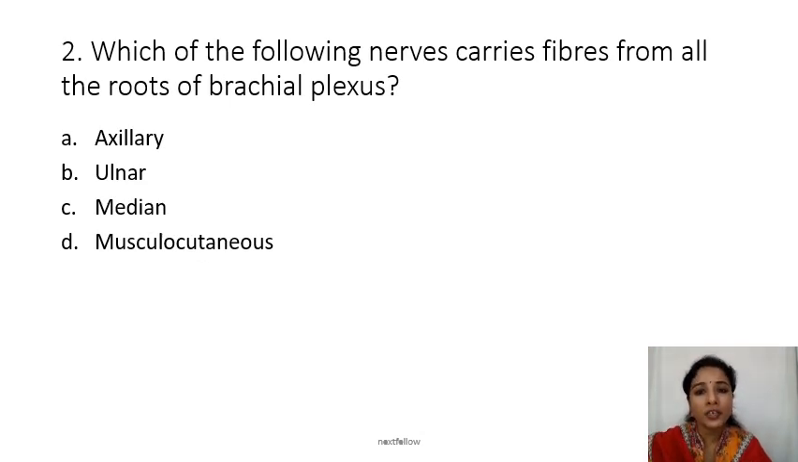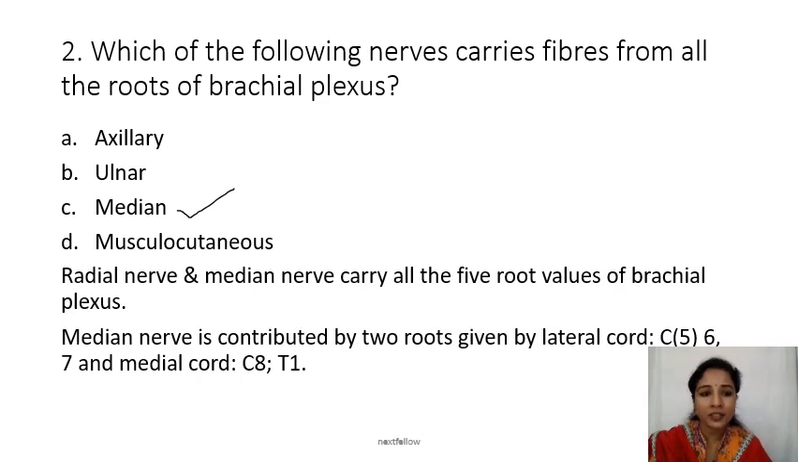Which of the following nerves carries fibers from all the roots of the brachial plexus? All the roots from C5 to T1, which one will have them? The median nerve will have, because it is formed by the lateral and medial roots. So the median nerve is contributed by C5 to T1, and also the radial nerve. Here the radial nerve option is not there, so C is the answer.